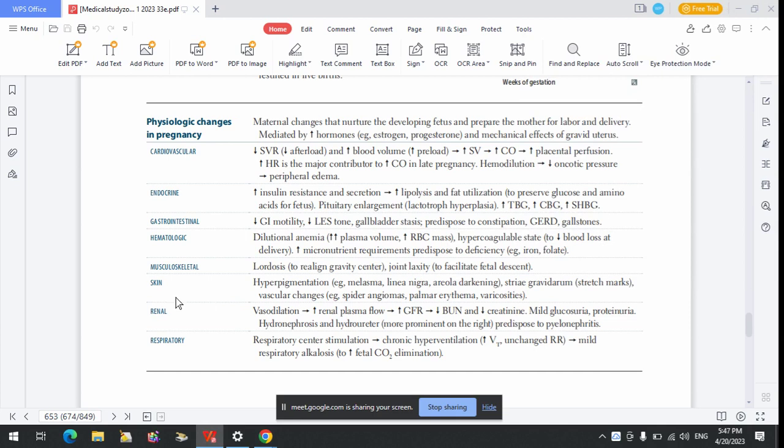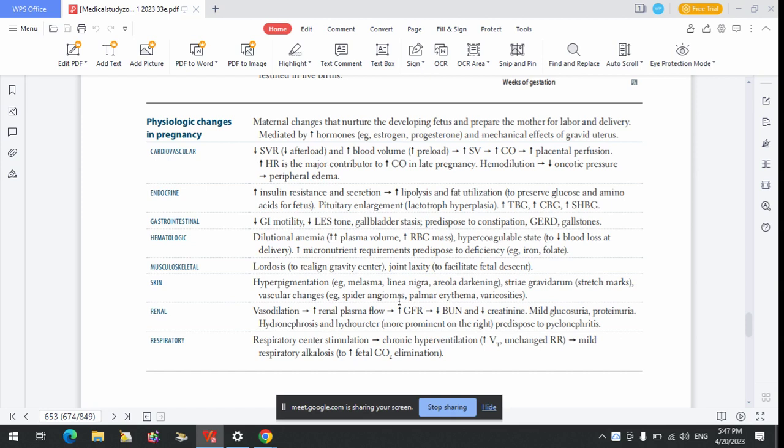So skin, what are the changes in skin? We are familiar with this. The problem with skin is that there's abundant production of melanocyte stimulating hormone, MSH. The MSH causes hyperpigmentation, which can present on the face as hyperpigmented marks called melasma. In the abdomen too, they can have a dark straight line from the pubic symphysis downwards to the pubic bone, which we call the linea nigra. Then the areola, the dark area that surrounds the nipple, is further darkened in pregnant people.